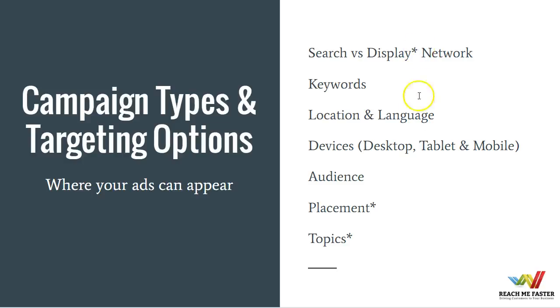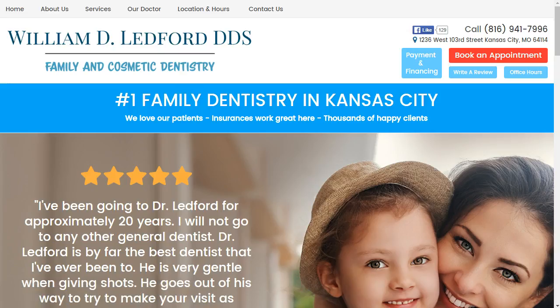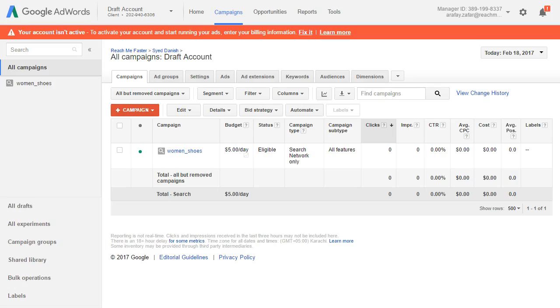And then depending upon where you want your ads to appear, you can select the appropriate campaign type and use several of these targeting options to optimize your campaign and control who can see your ad and where your ad can appear. So let me show this using a sample account.